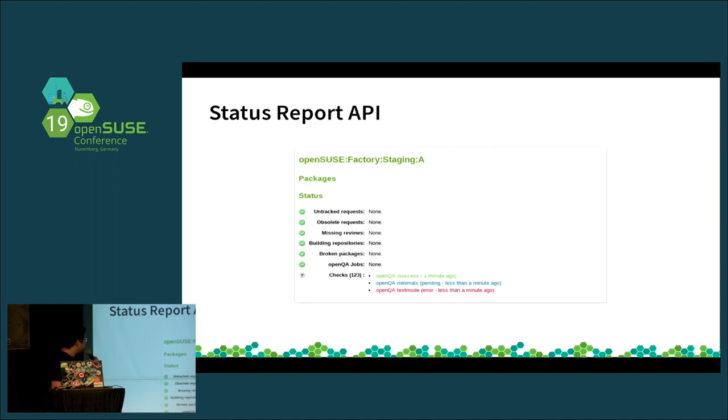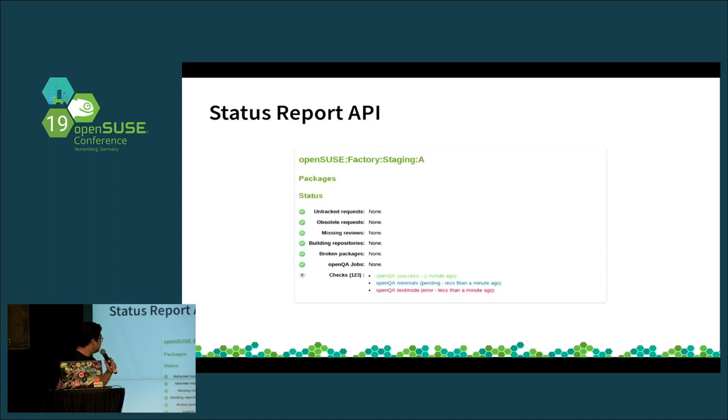What we have done with the status report API is an API that you can use to take this information from the external tool and show it in OBS. That means that when, for example, Travis tells you your test is green, in OBS you can show this information. You can see it in the checks below: we have some tests with OpenQA that succeeded, another one with a minimal that is pending because it's not finished, and one that failed.